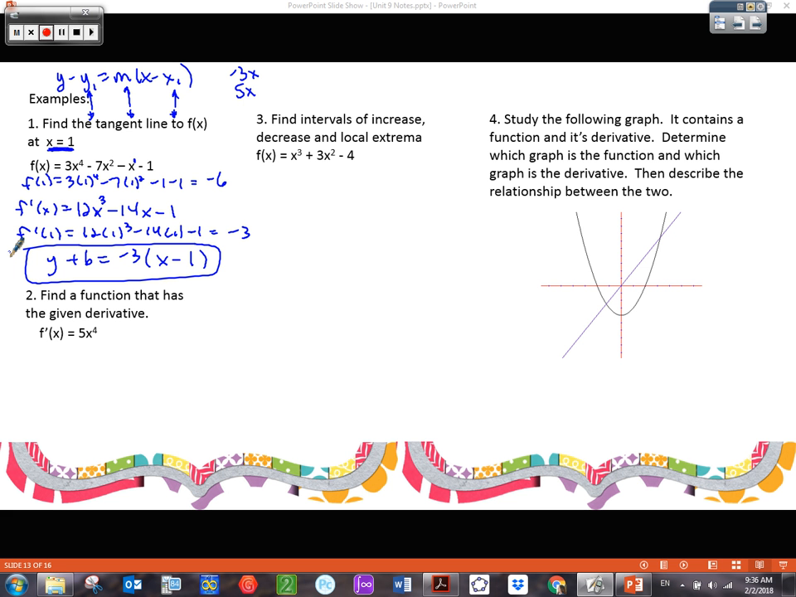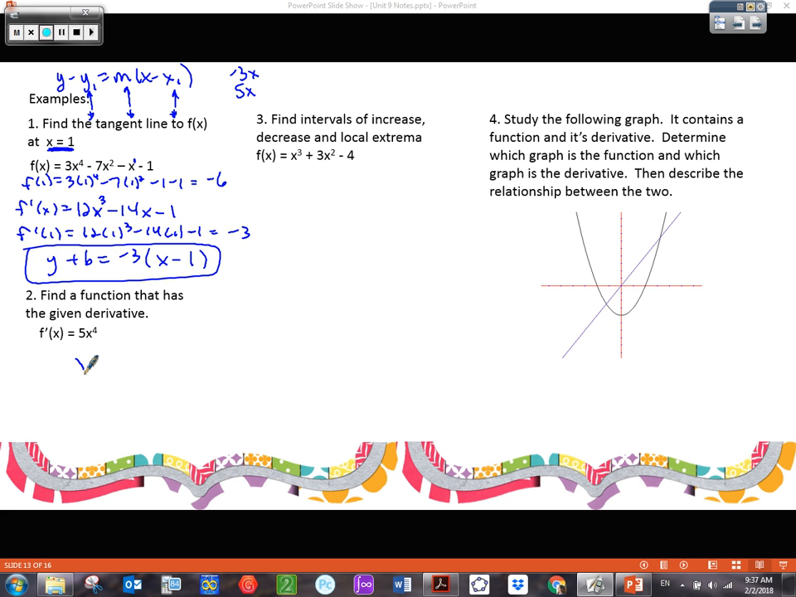Wow. Okay. Let's look at number 2. On number 2, we want to find the function. Now this is a thinking problem. This is the derivative of a function. What function would this be the derivative of? Can we think about that? What function would create this derivative?